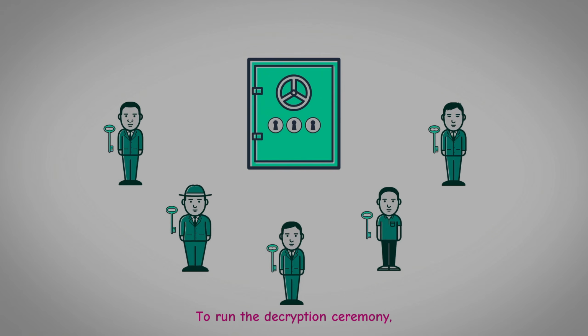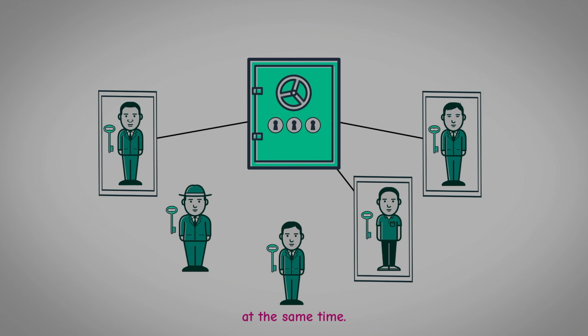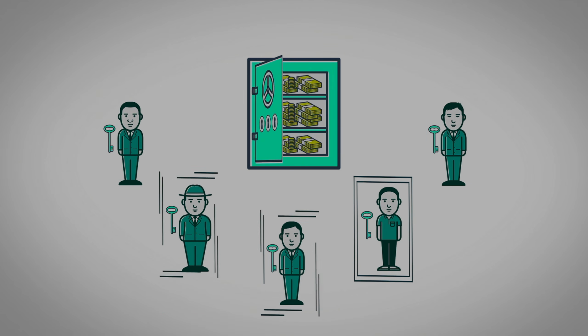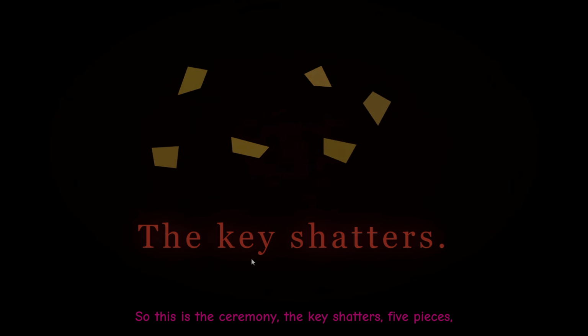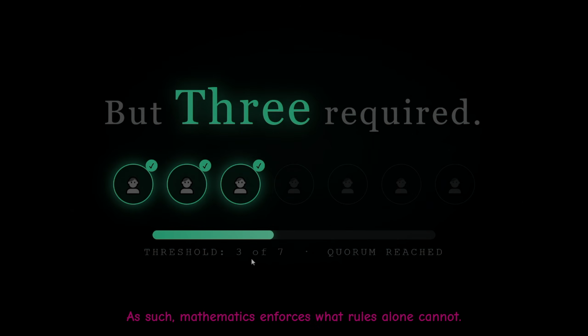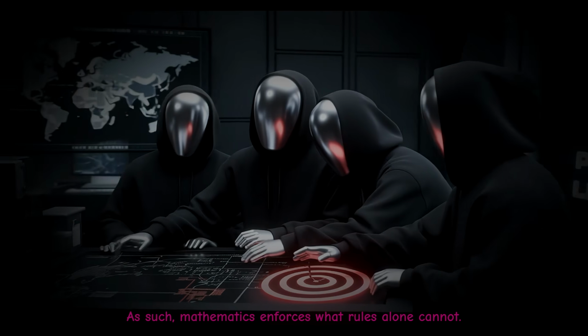To run the decryption ceremony, the 3 officials with keys must physically show up and submit their shares at the same time. No single person can ever run the tally alone. So this is the ceremony. The key shatters. 5 pieces, 7 officials, but 3 required. As such, mathematics enforces what laws alone cannot.